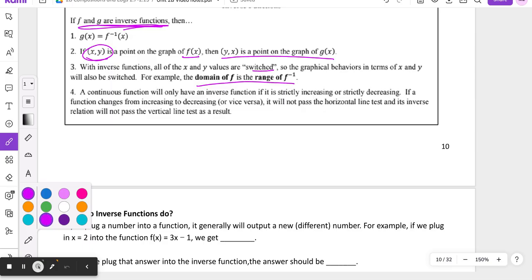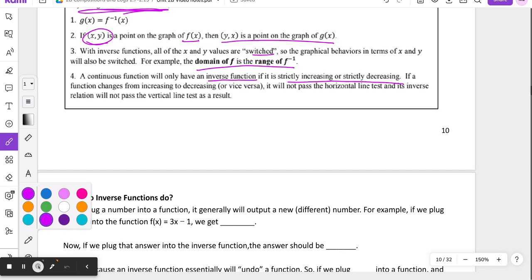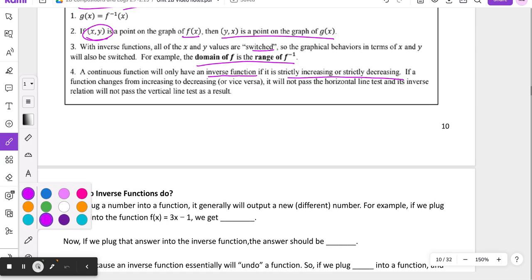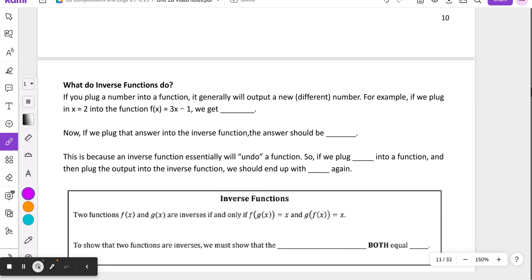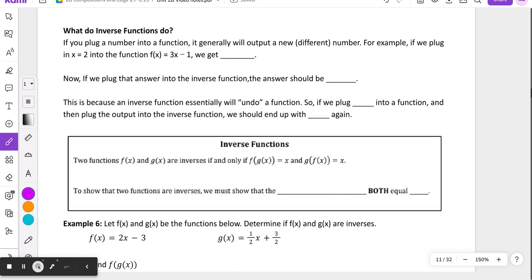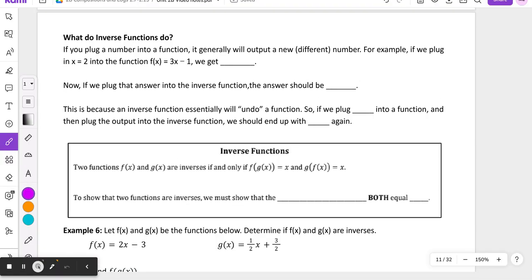A continuous function will only have an inverse function if it is strictly increasing or decreasing. If there's any change from increasing to decreasing, it will not pass the horizontal line test. Thus, the inverse will not be a function. Okay, so what do inverses actually do? We're going to talk a little bit about evaluating here.